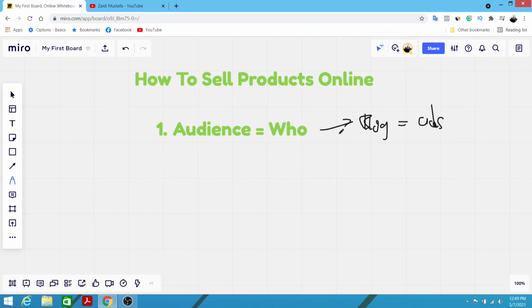Same goes with YouTube. If you have a YouTube channel and you have the audience, you don't even have to sell a product in order to make money online. You can actually make money with YouTube ads, right? So this too is audience, right? It depends on your audience. I'm not interested in teaching you how to make money with blogging or YouTube ads, but I just want to give you some rough idea of how important audience is, right?